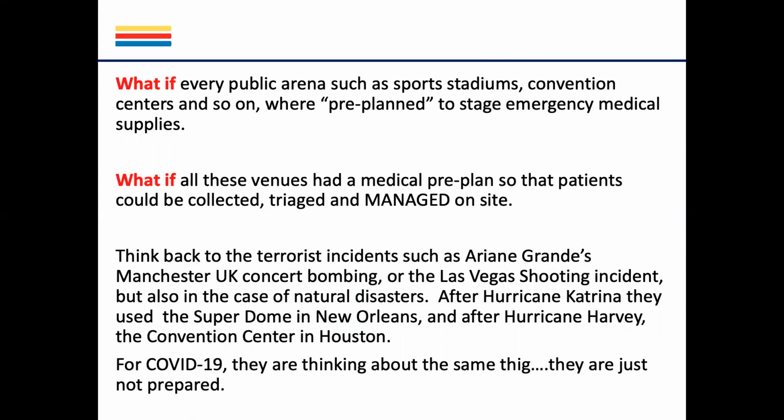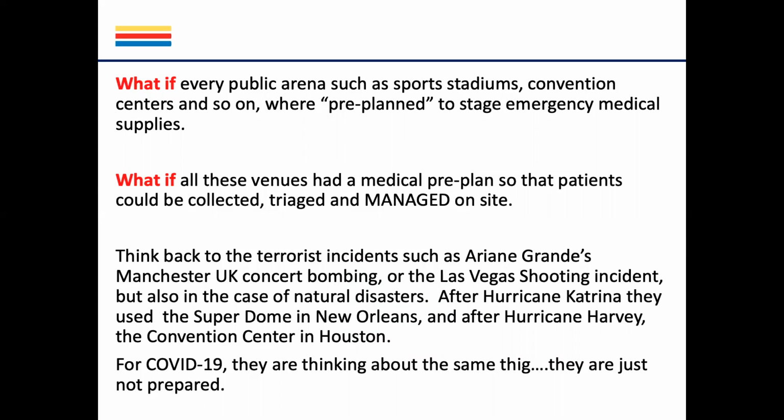You think back to the Ariana Grande concert bombing in Manchester, United Kingdom. They had an event in the stadium, and there was nothing there in the stadium that could manage the patients that were created. The Las Vegas shooting was the same way. After Hurricane Katrina, they used the Superdome in New Orleans, and after Hurricane Harvey, the convention center in Houston was used as an offsite. And here we are in 2020, and guess what they're thinking about? They're now talking about buying up hotels and using stadiums and the Javits Convention Center in New York. The only problem is that they're not prepared for that.